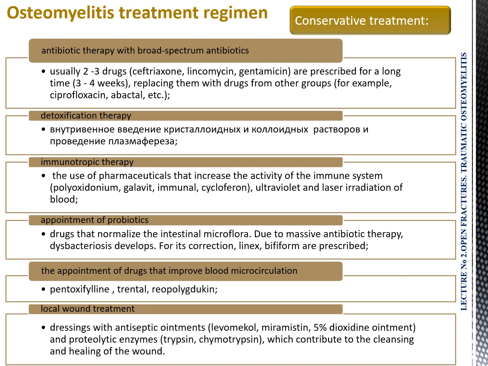This leads to the fact that often after years an aggravation may occur again. That is, remission, as we have already said, can take years. So, immunotropic drugs that stimulate immunity are actively used: Polyoxidonium, Galavit, Immunal, Likopid, Cycloferon. All this can help strengthen immunity.